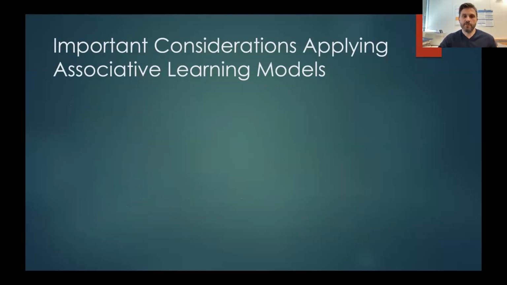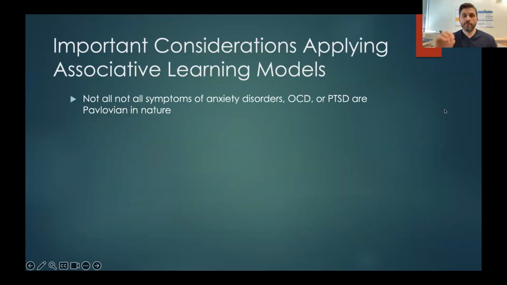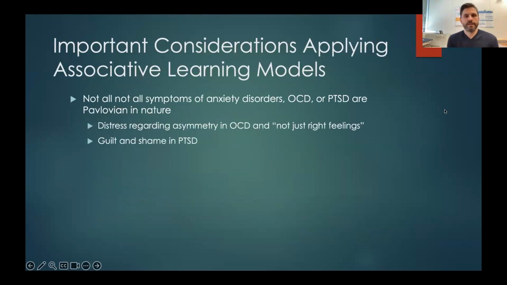Some important considerations when we're applying associative learning models is that first, and I want to say this clearly, one of the things I often see in the difficulties when people read some of our papers or try and apply this is that they're trying to apply it in the wrong case. Not all symptoms of anxiety disorders, OCD, or PTSD are Pavlovian in nature, not all particular symptoms or presentations. So just as a few key examples, certain distress regarding symmetry-related concerns in OCD and not just right feelings, the components of guilt and shame that might be there in certain presentations of PTSD. If there isn't a predictive association in place, that a particular stimulus is going to predict a particular biologically significant outcome in many cases, as we're going to talk about, then it's not Pavlovian in nature, and therefore trying to use this model really won't fit.